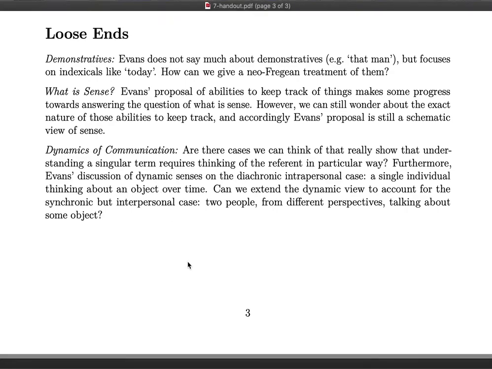But there's another way of thinking about how senses are dynamic, where we don't think about the passage of time, but we think about two different people, or the interpersonal case. So we consider two people from their own perspectives talking about some object, and we can think about the dynamic nature of sense, and whether that can capture not just a single individual over time, but two different individuals talking at the same time. These open questions for making sense of the neo-Fregean view of meaning will guide us over the next week and a half.